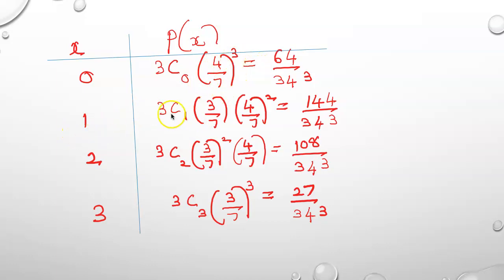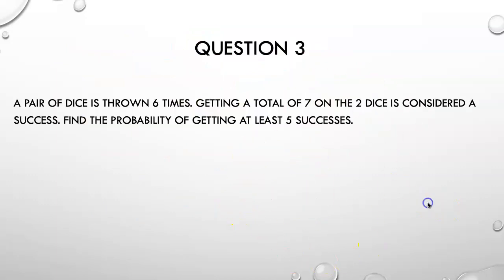Probability that x equal to 1 is nC1 p raised to 1 q squared. That is 3C1 (3 by 7) (4 by 7) squared. Probability that x equal to 2 is nC2 p squared q. So that is 3C2 (3 by 7) squared into (4 by 7). Probability that x equal to 3 is nC3 p raised to n, which is (3 by 7) cubed. So these are your probabilities.